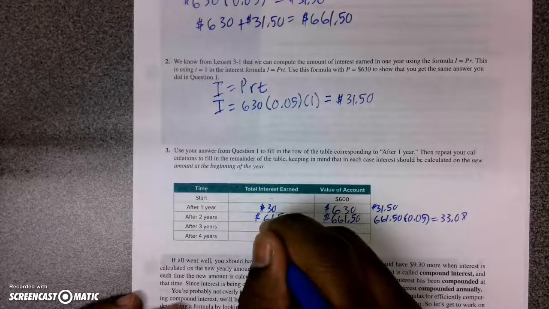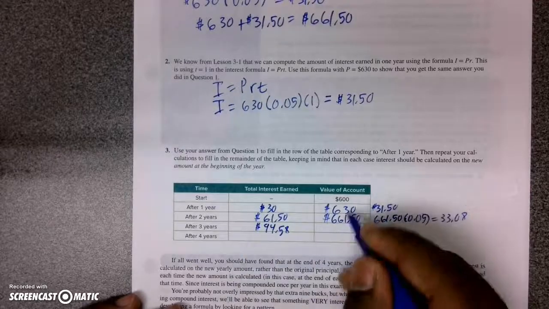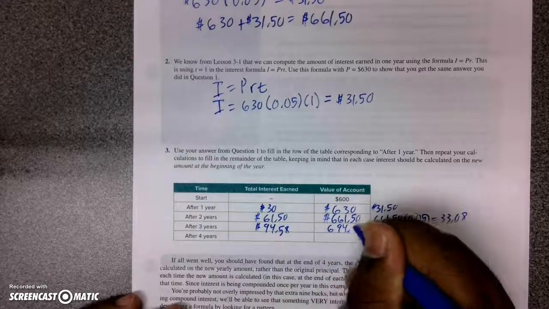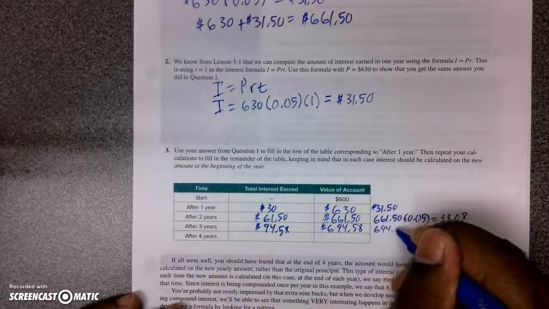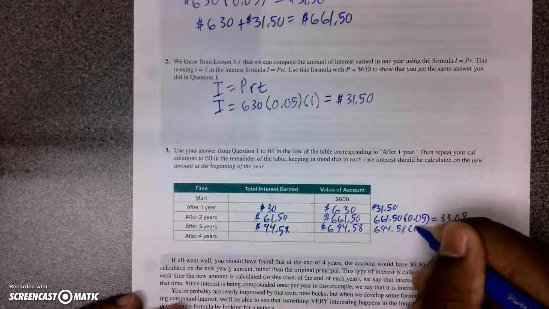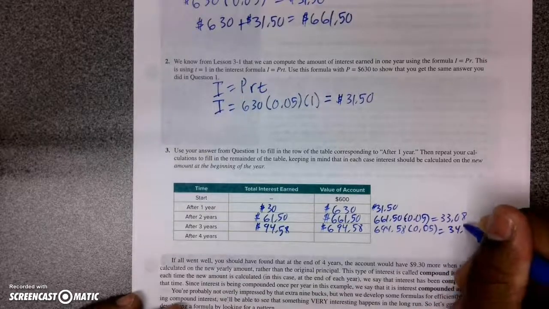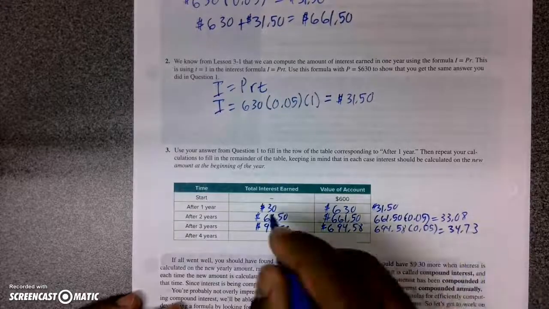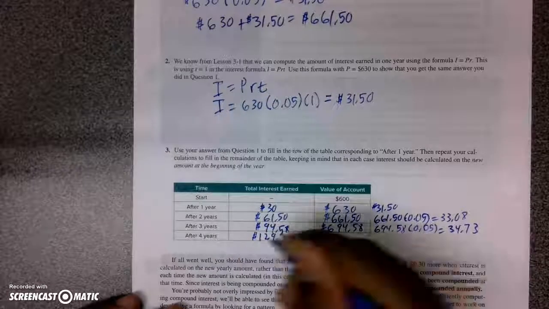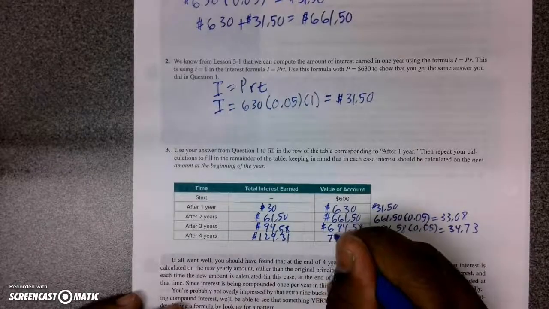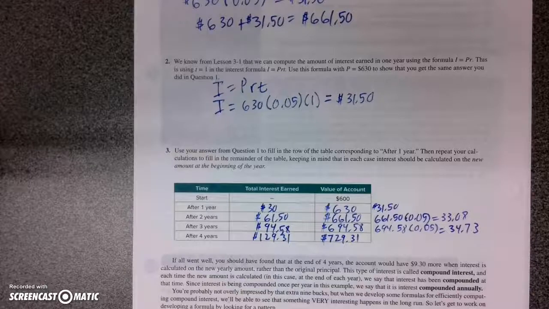So we will add that here. This will give us $94.58. And then now the value of our account is $694.58. Now we would do the same, $694.58 times the 5% interest. And that would give us $34.73 in interest. So now we will have $129.31. And we will add that to the 600, which would be $729.31. And that's how much we will have after 4 years.